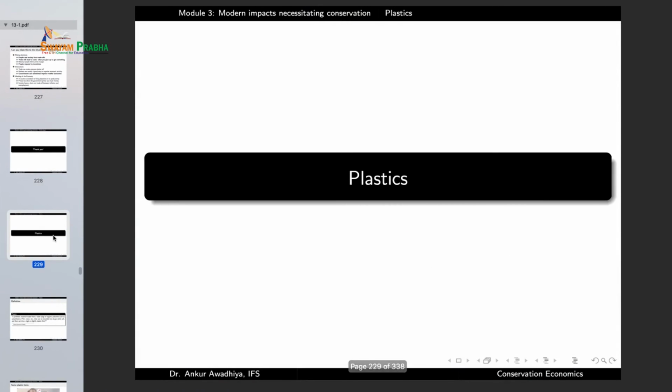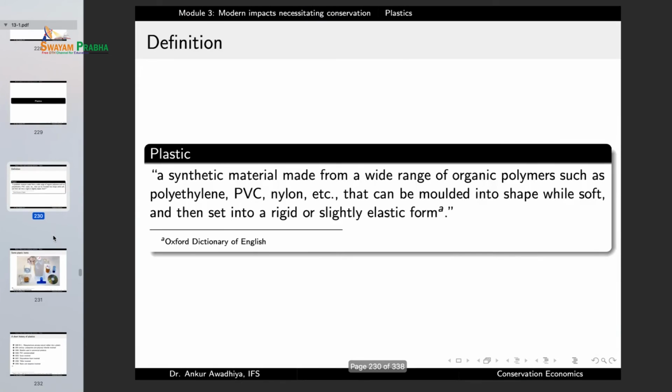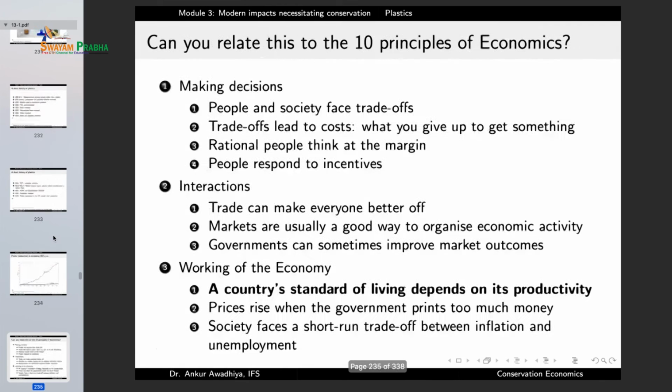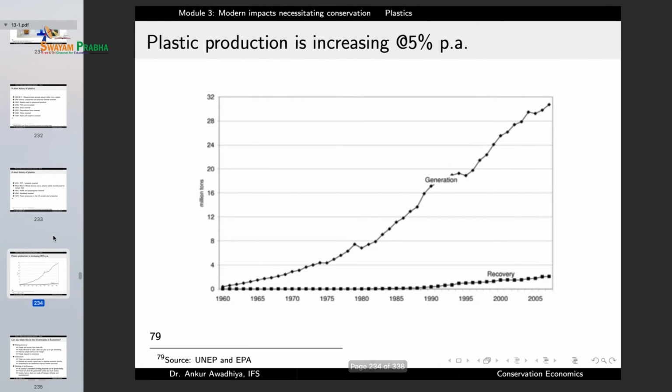Then in the next lecture, we explored plastics. And plastics are synthetic materials made from wide range of organic polymers that can be molded into a shape when they are soft and then set into a rigid or a slightly elastic form. And plastics are everywhere because of their important properties. They are lightweight, they are cheap to produce, they are strong, they are water resistant, and there are several of these good properties because of which plastics have become a mainstay in our lives.